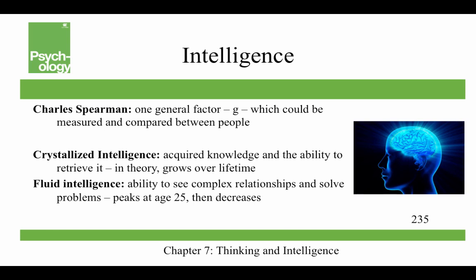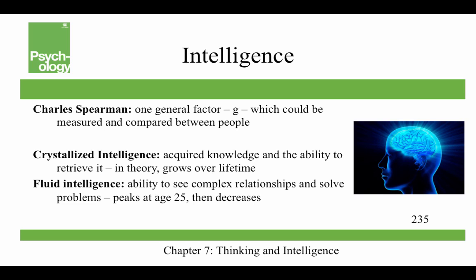Charles Spearman said that there was one general factor which he called G, and that could be measured and compared between people. And actually, Aristotle had a similar view. We can also talk about crystallized and fluid intelligence. Now, crystallized intelligence is acquired knowledge and the ability to retrieve it. And in theory, it grows over your lifetime.